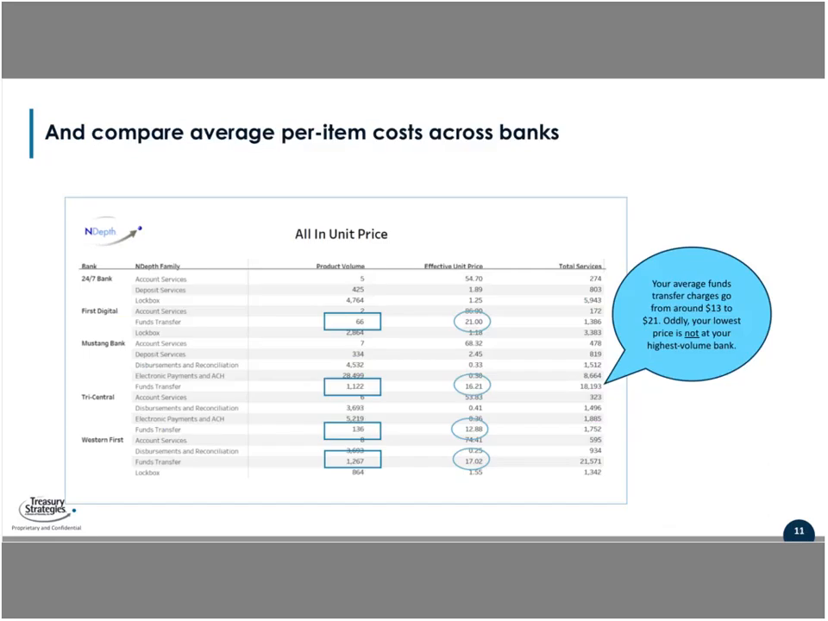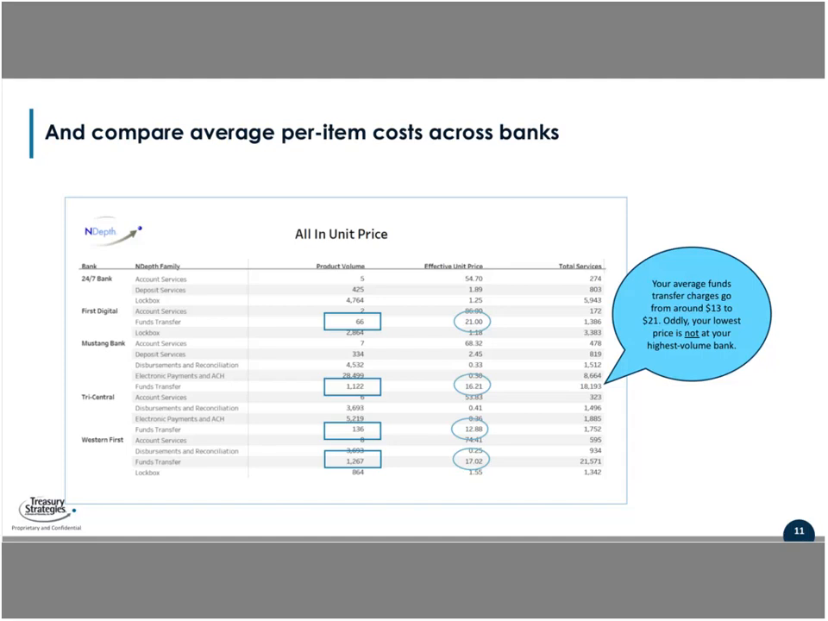So we're going to be comparing average per item costs across our 4 wire transfer banks, and I've highlighted this on the slide for you. I can see that, gee, I have very low volume at First Digital and at Tri-Central, and I have really pretty healthy wire transfer volume at my other two banks, Mustang and Western First. And I'm also looking at my effective unit prices.